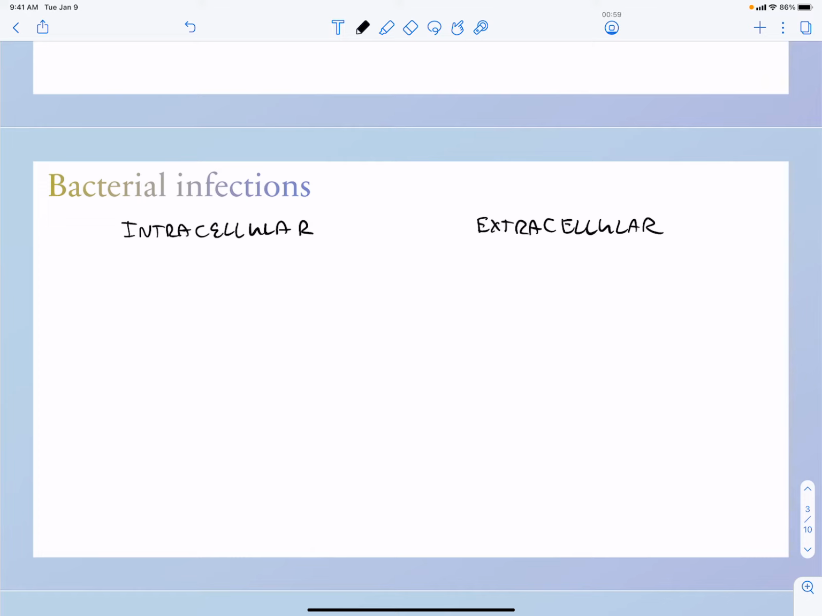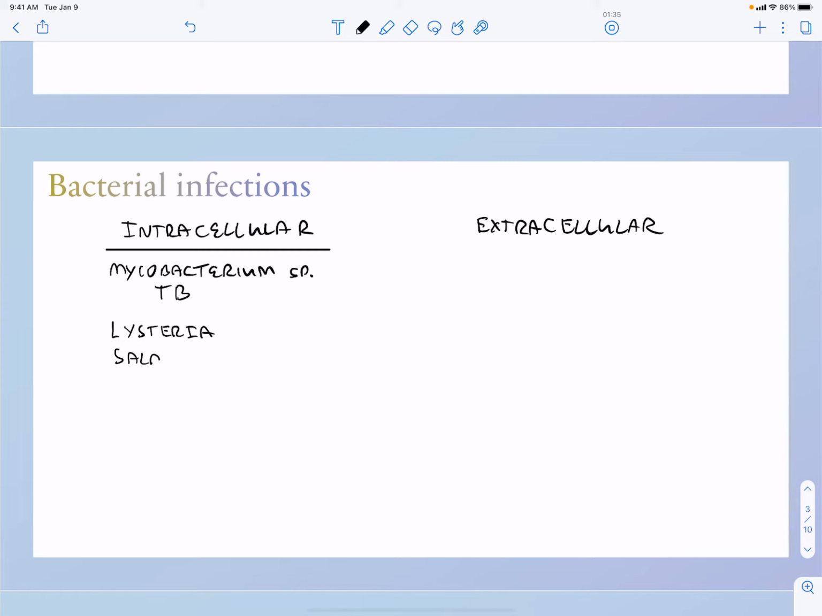Now, our intracellular are bacteria that are pretty well known for causing infections. We have our Mycobacterium species. Of course, the famous one is going to be tuberculosis. But there are other ones that are constantly in our environment and do not cause trouble within us, but they would cause trouble if you have an immune compromised person. And then there's Listeria monocytogenes, there's Salmonella, and there's Shigella.